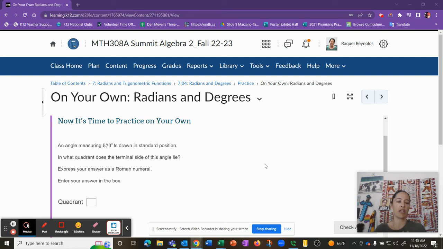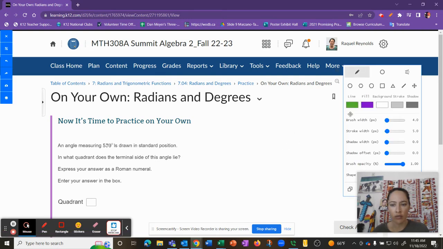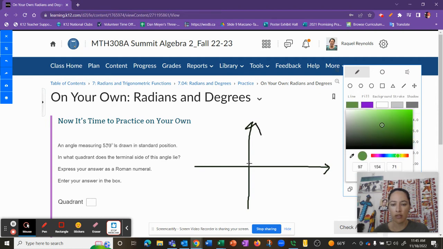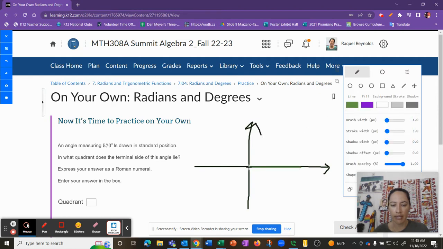So an angle measure is 570 degrees. It's drawn in the standard position. So that means the terminal side, right? So let me draw it. So what quadrant, so inside your course, they would have had you explore. You would have had a little GeoGebra applet that let you explore. So we're given the coordinate plane. The standard form is the terminal side is right here.